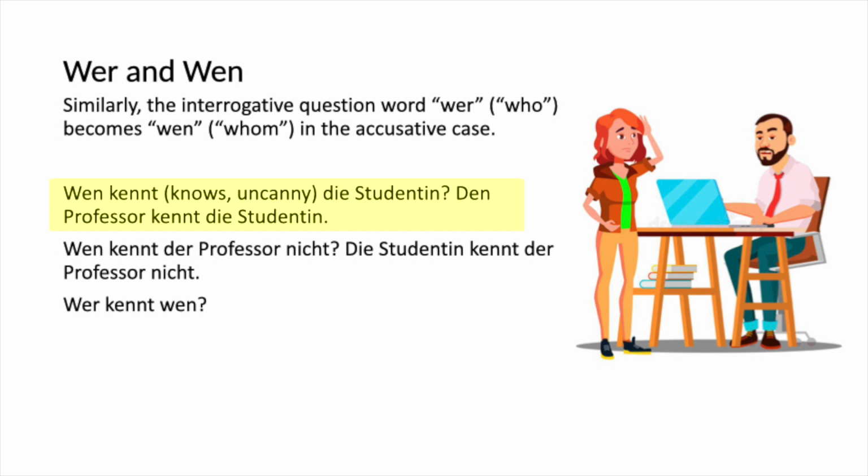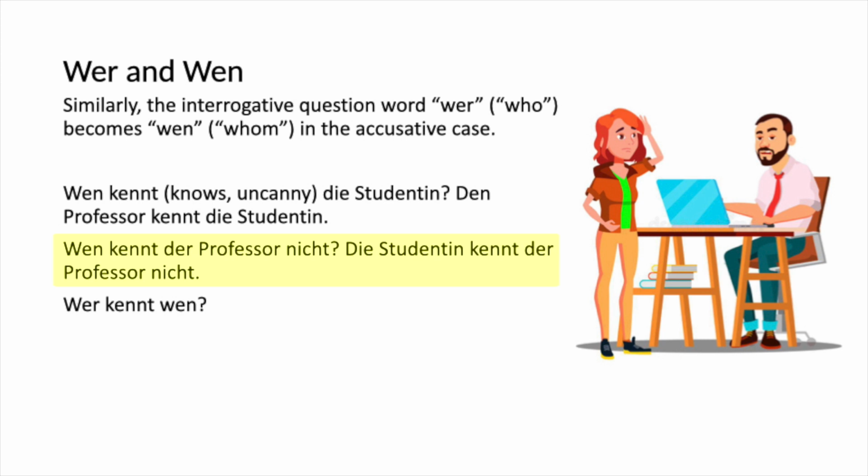Whom does the student know? Well, because we're placing the emphasis on the whom, rather than the student, we can also retain that position in the accusative at the beginning of the answer, which is den Professor kennt die Studentin. Even though the student's the one doing the knowing, we can move the object to the front for emphasis. And we can ask, wen kennt der Professor nicht? Well, die Studentin kennt der Professor nicht.